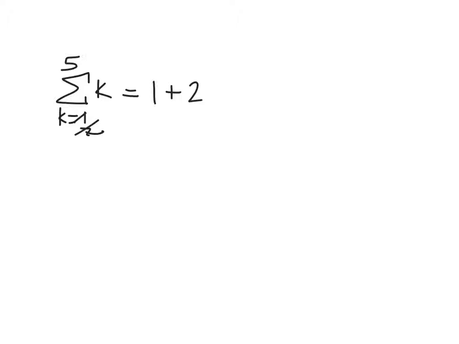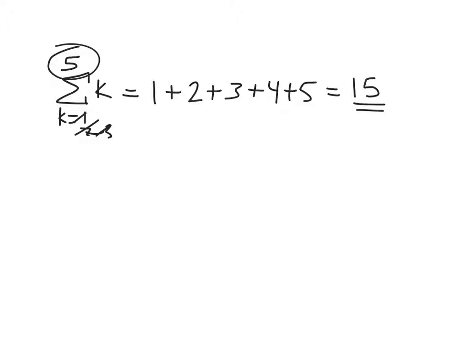Cross that out, it's a 3. Cross that out, it's a 4. And we stop when we get to this top value 5. So there are the 5 terms of the sequence. Now we're going to add these up. So 1 plus 2 plus 3 plus 4 plus 5, that sum is 15. And that would be the value of the original summation notation. Let's try another one.